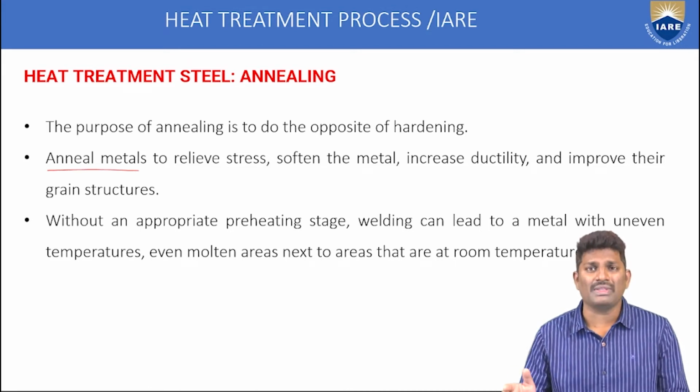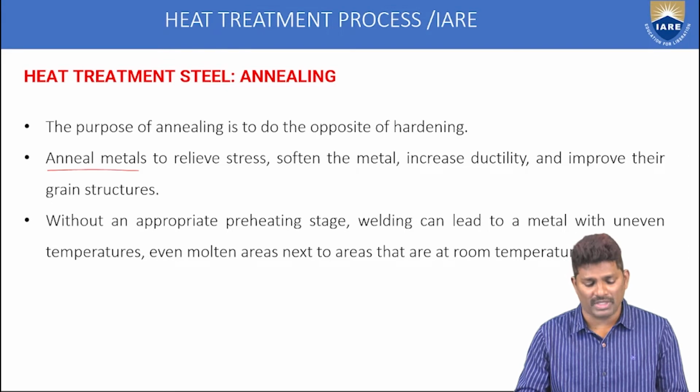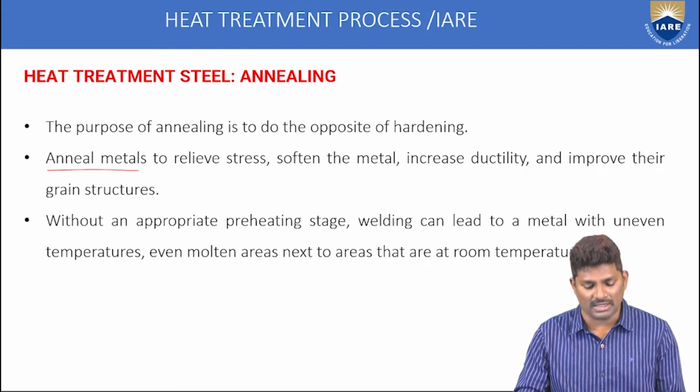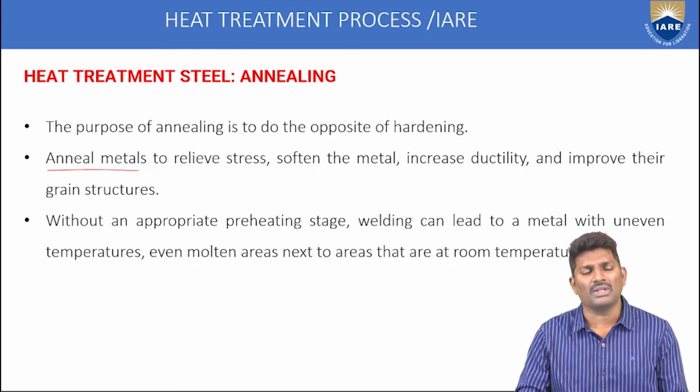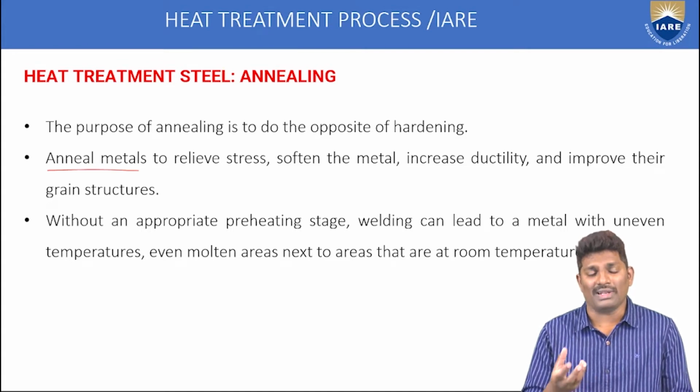And also, without an appropriate preheating stage, welding can lead to a metal with uneven temperatures, even molten metal areas next to the areas that are at room temperature. So what is happening during the welding process? If you give an excess amount of temperature, or a lesser amount of temperature, and try to do the welding process, there is no proper heat treatment inside the body during the welding process.